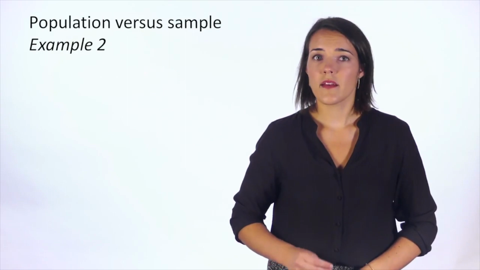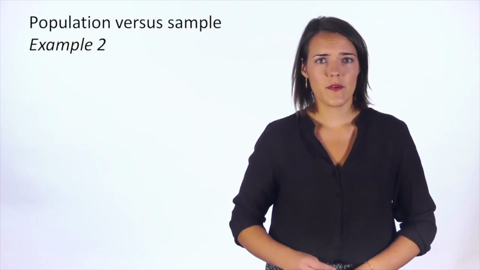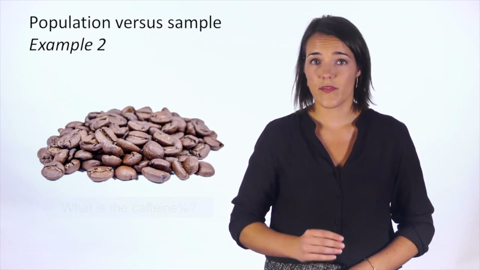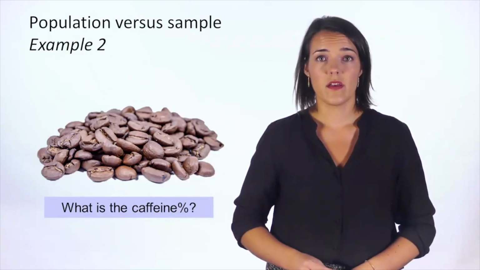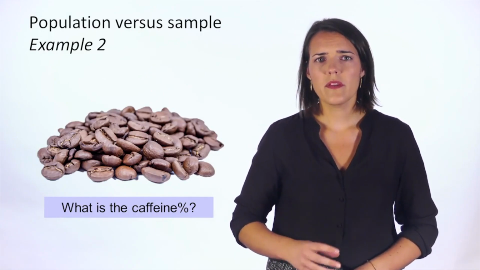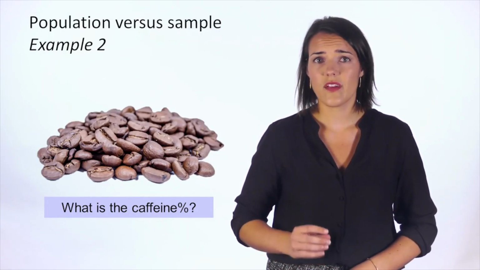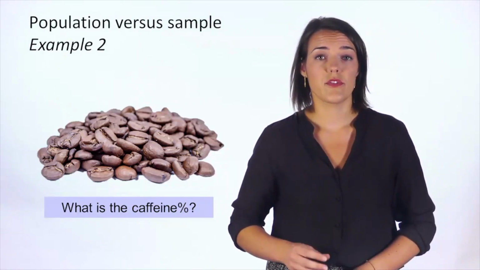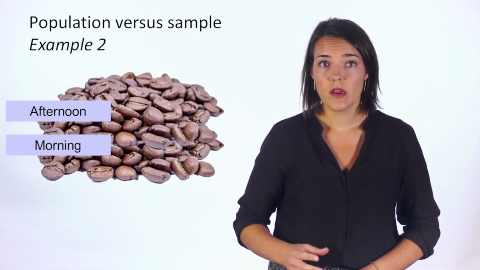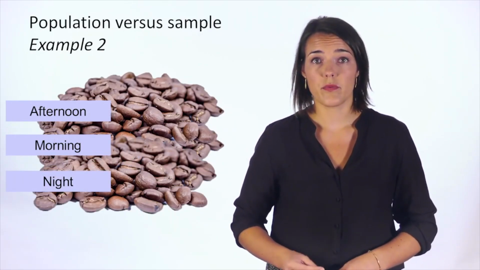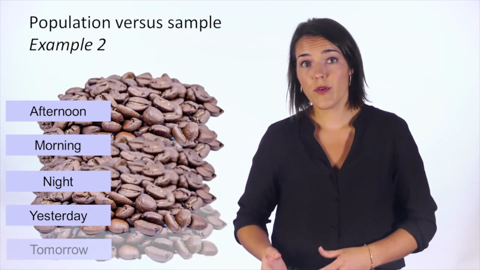Let's take a look at another example. Remember that we were studying coffee beans and you were interested in measuring the caffeine percentage in these beans. We measured the caffeine percentage per batch. What will be the population of coffee batches that I need to study? Well, that will be the coffee batches produced this morning, this afternoon, and during the night shift. But we would also have to include all batches produced yesterday and tomorrow.